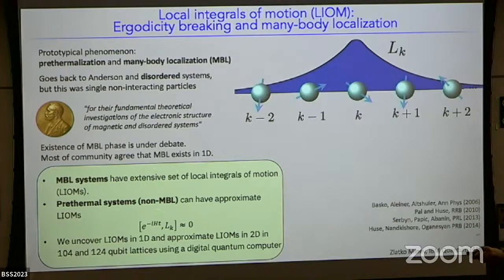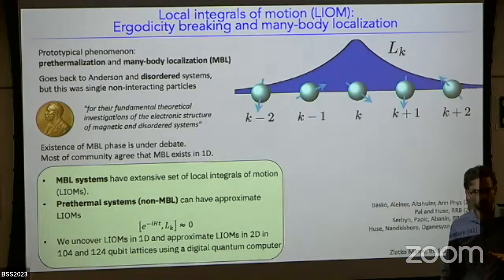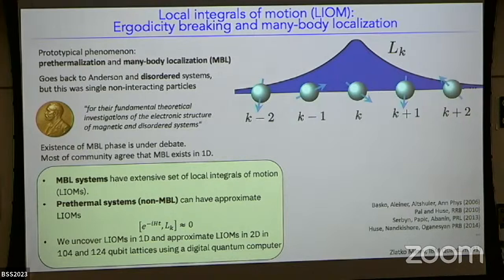Even if there isn't MBL, you can still talk about approximate or quasi or pre-thermal local integrals of motion for these systems, which I can define in the sense that the commutator is approximately zero, or perhaps on finite or short time scales it looks like it's zero. But if you went for exponentially long times that scale with the size of the universe, then maybe it's not zero. Okay. So in this part of the story, what we want to do is to actually find a complete set of local integrals of motion in a many-body system. And we'll do that both in 1D, which is much easier to understand numerically on a classical computer, and in 2D, where I can have a light cone that touches every qubit.